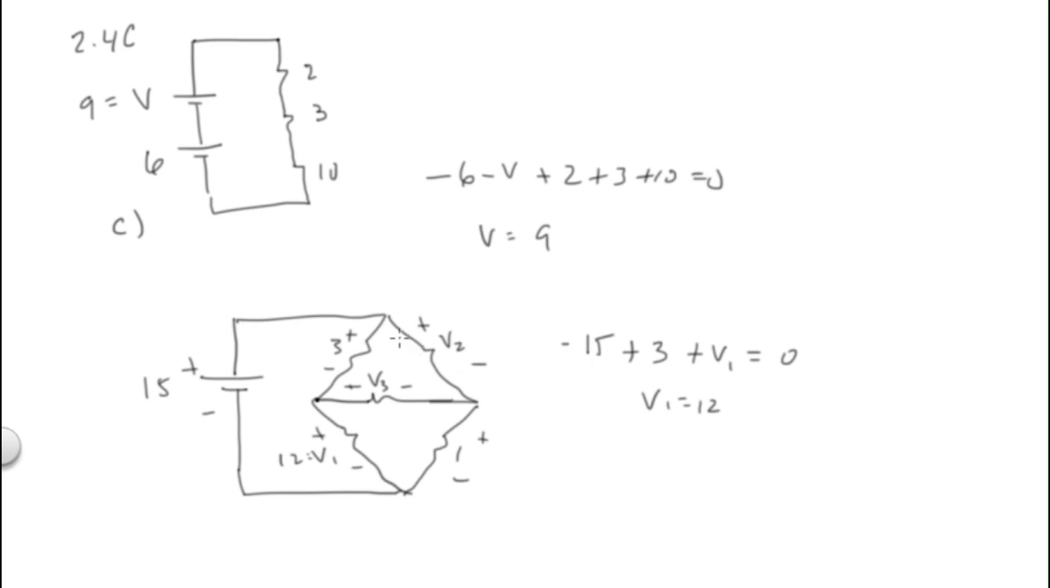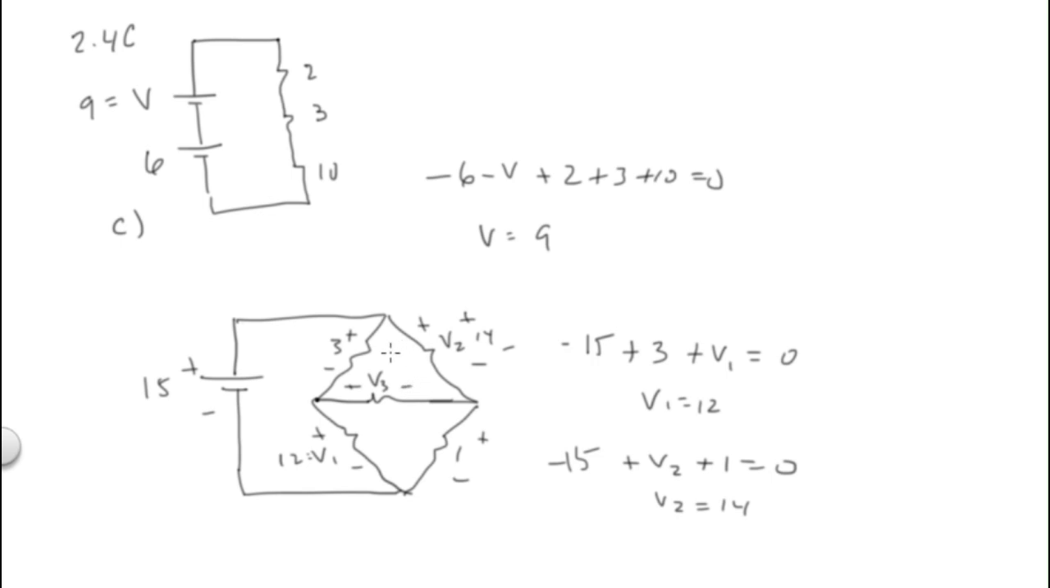All right, so V2, I come minus 15 plus V2 plus 1 equals 0. V2 is equal to 14. So I put a 14 there. Plus 14 minus. Okay, so if I drop 14 here and 3 here, what's the difference? What's the voltage around this loop? What's V3?